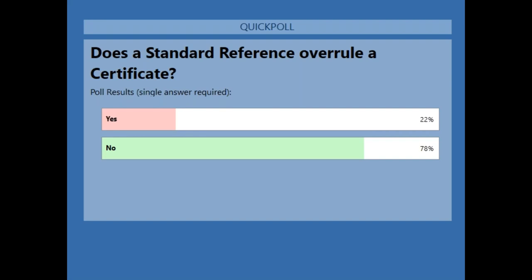Order of precedence of Ex documents. You follow the certificate, then the manufacturer's documents, then the standards. The standards are a minimum. So when you refer to IP54, you are referring to a minimum of a minimum. You are not meeting any certification, the manufacturer's requirements, or the client specifications.